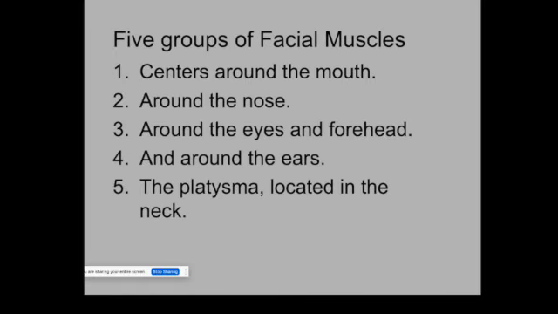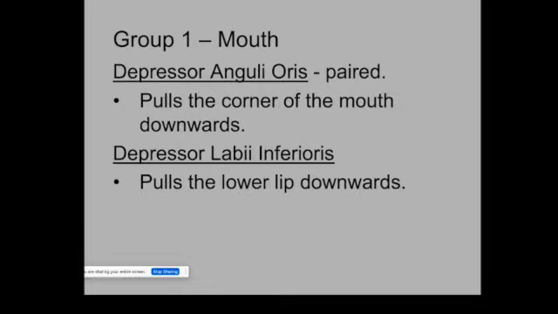Now there are 5 groups of facial muscles, and we're going to go one group at a time. The first group centers around the mouth, then around the nose, eyes and forehead, ears, and then we're going to look at the muscles that we held off on that are in the neck. So let's look at the mouth first. And we're going to go through some of them in pairs because they're on both sides. So let's start with depressor anguli oris. Pulls the corner of the mouth downwards. Depressor labii inferioris pulls the lower lip down.